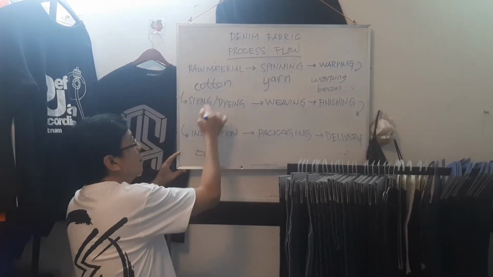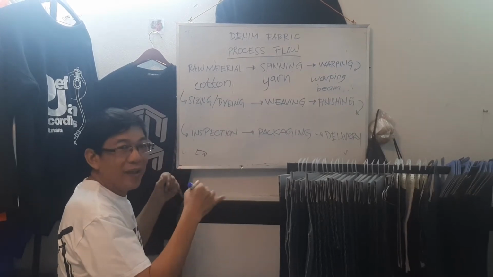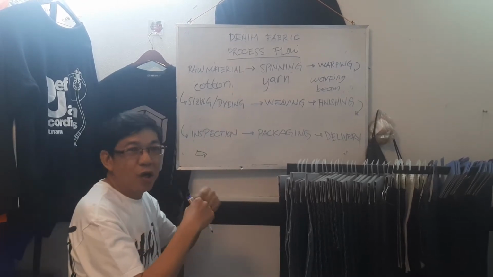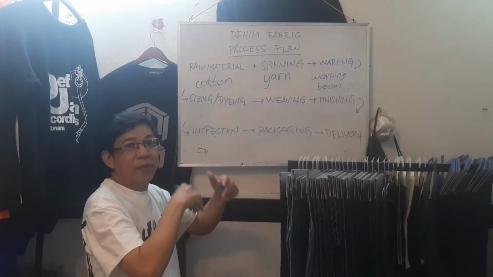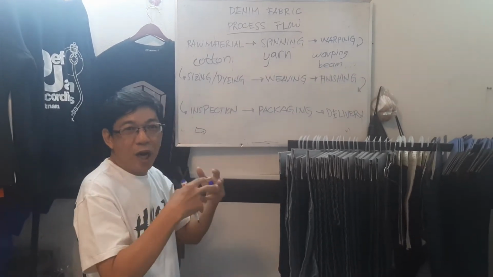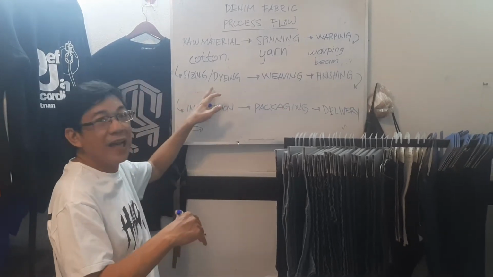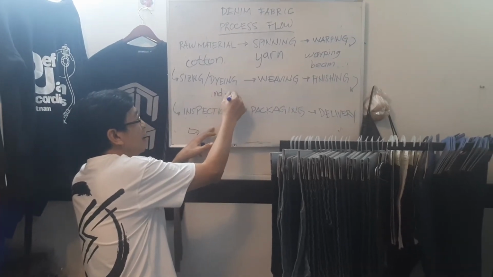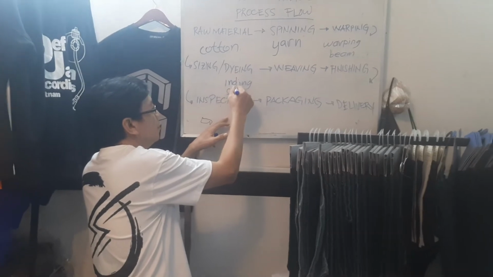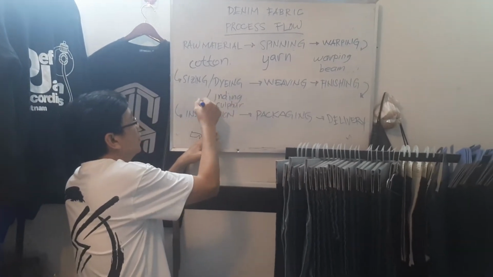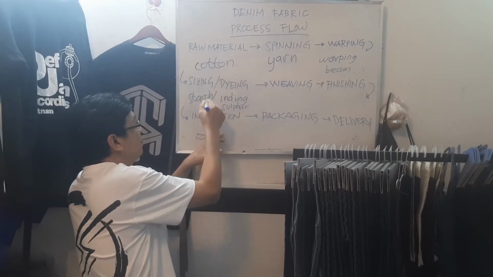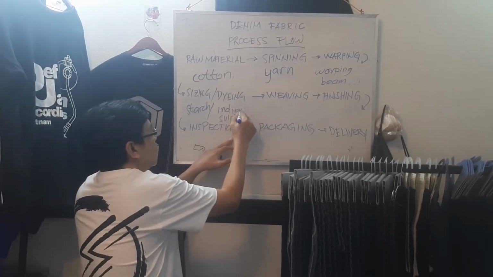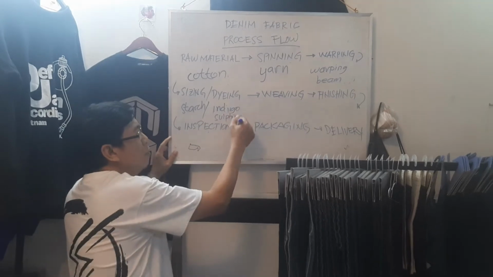So sizing means you will put starch to make it stronger in the weaving, because in weaving there's so much tension, like abrasion, so you want to make the yarn stronger. So sizing and dyeing. Dyeing is like indigo or black. In sizing, they put starch. It's indigo, so either blue or black.